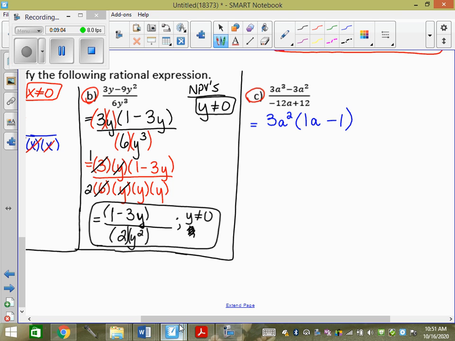And remember, when you take a GCF out, you can check and see if you did it right. I can pretend to distribute it back in. 3a squared times a, 3a cubed. 3a squared times negative 1, negative 3a squared. I know I'm good. I'm happy. And then these ones I can put in their own brackets.